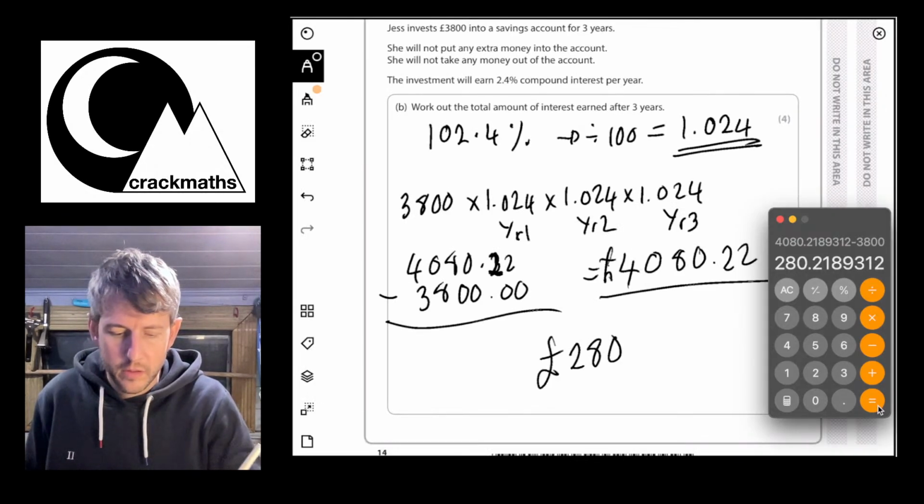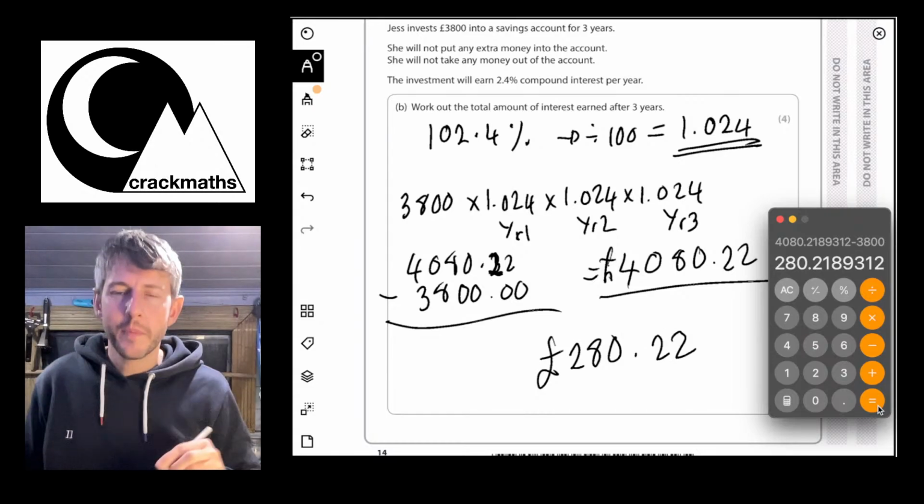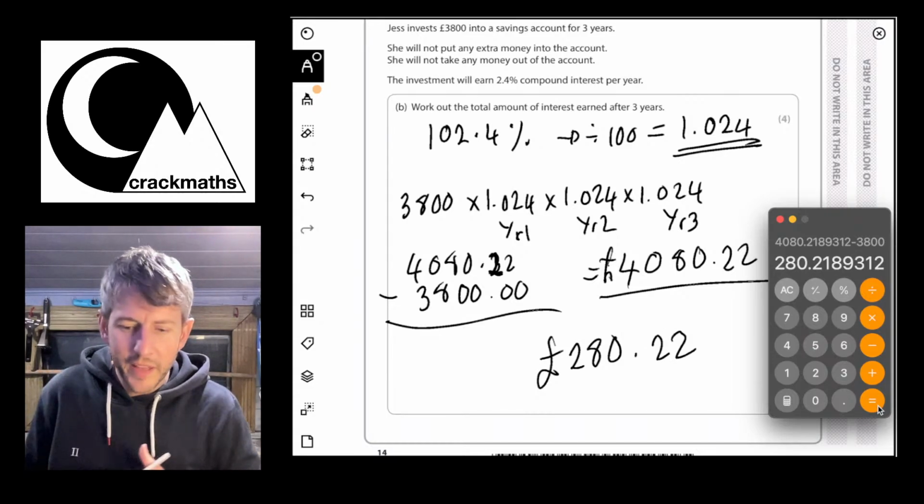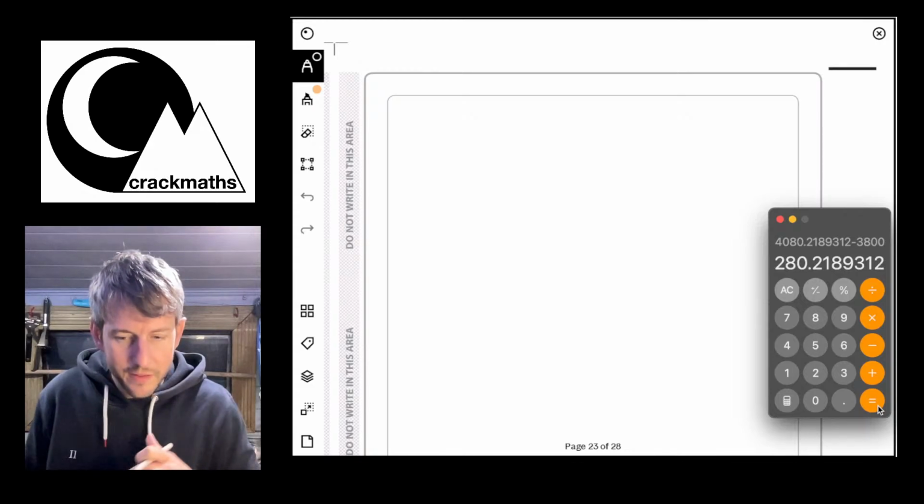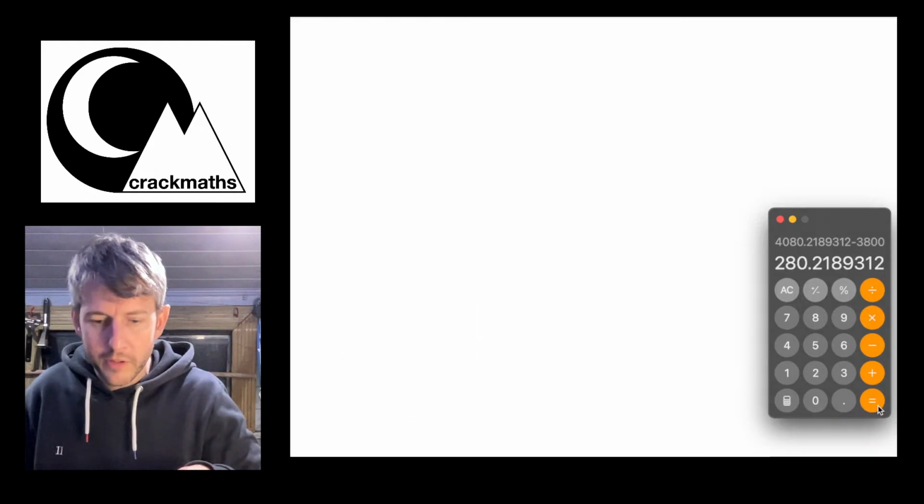£280 and 22 pence. Okay, right. I think we might get through this. We're on page 24, so this is good.